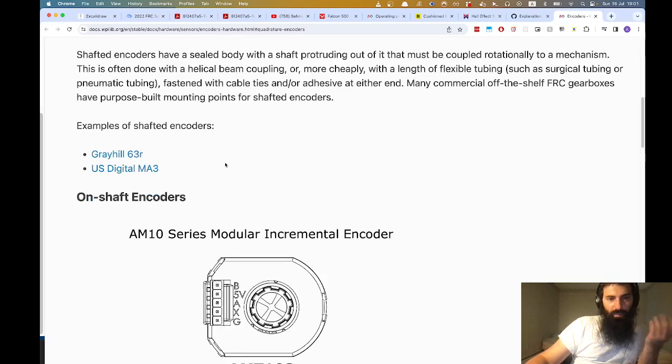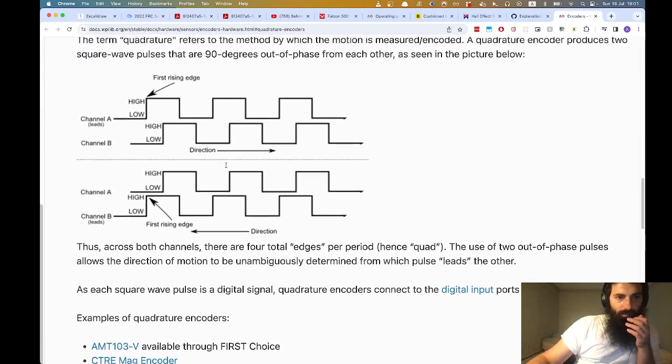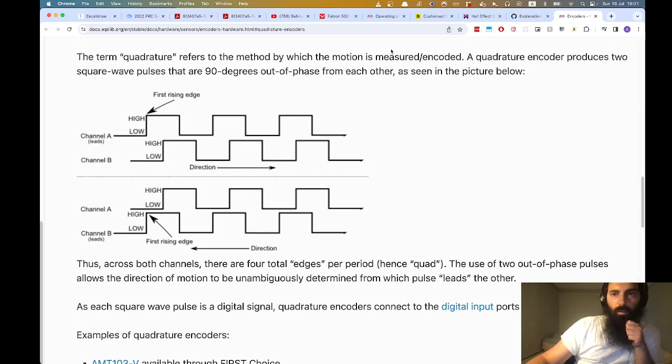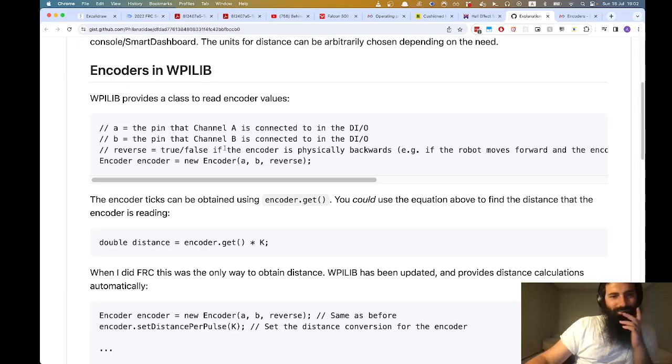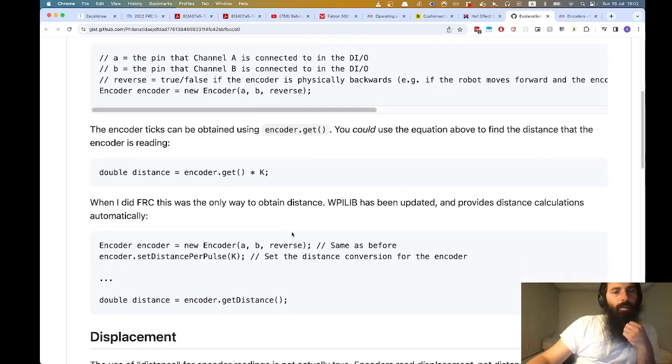So now that we've explained this a little bit, we can get into how it actually computes these pulses really quickly, and I'm not sure if this is going to be so useful. Never mind. Let's just ignore it. I'm sorry. So this encoder here, you need two wires. That's what A and B are, and there's a reverse. Okay.